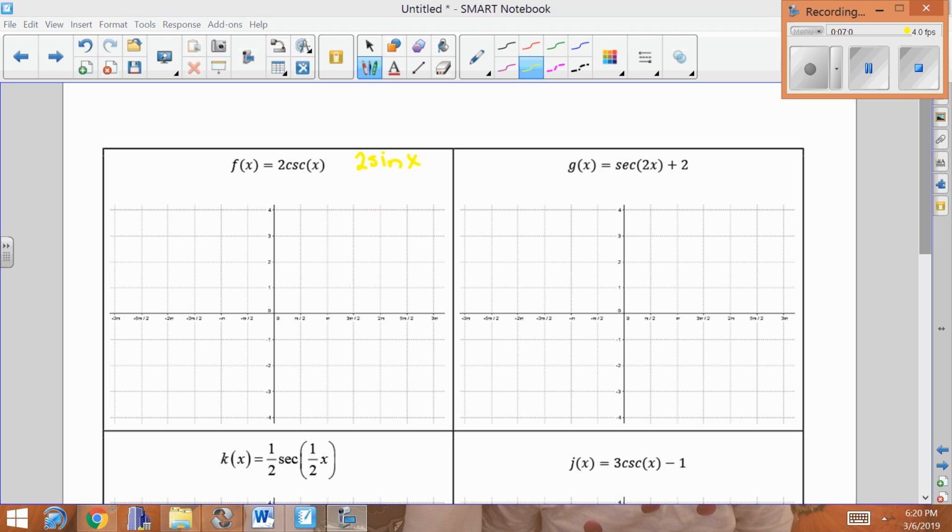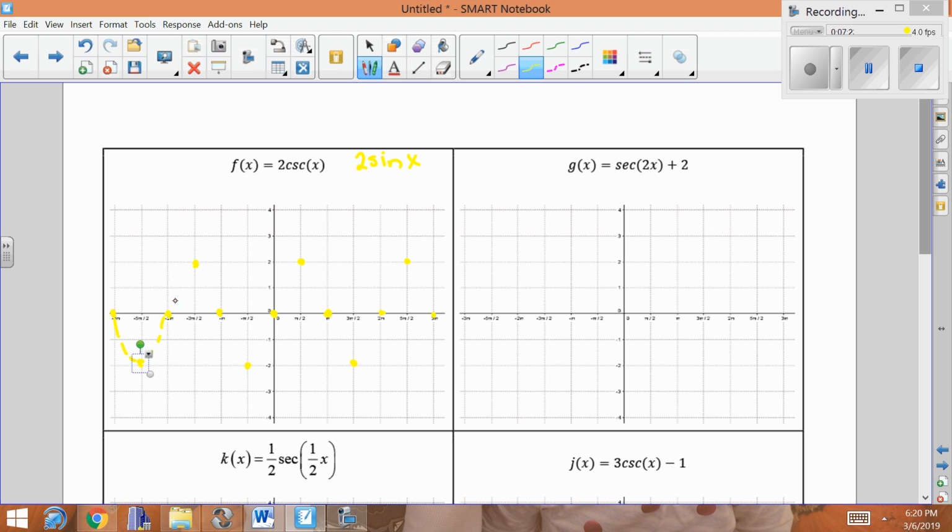So if we're doing 2 times the sine of x, we know it starts at 0, 0. There's no period change to this here, but there is an amplitude change. So at pi over 2, it's going to go up to 2, back down to 0, and so forth with these. Okay, again, I'm going to graph it in just kind of as some dashed lines here, or dashed curves, I guess I should say.